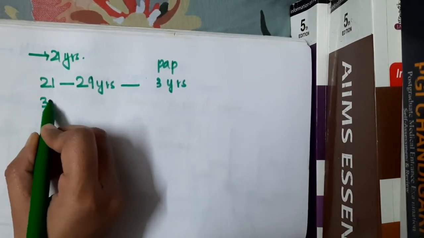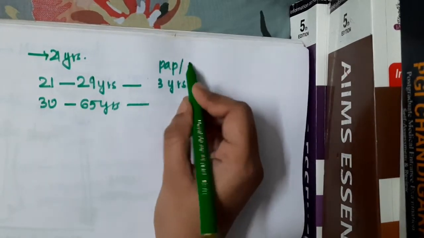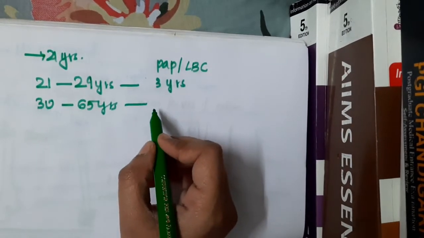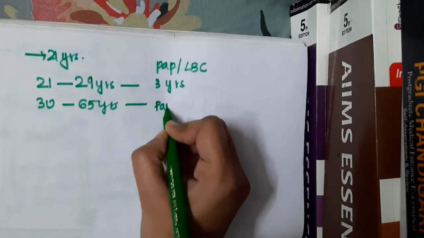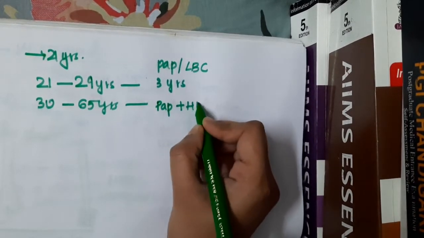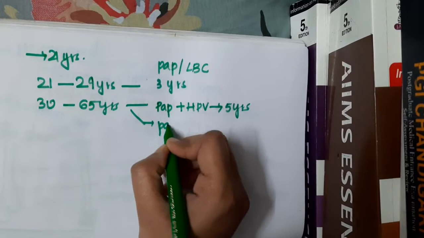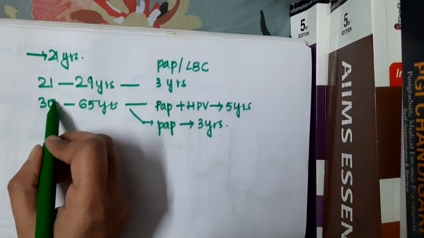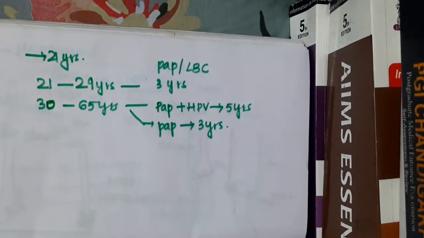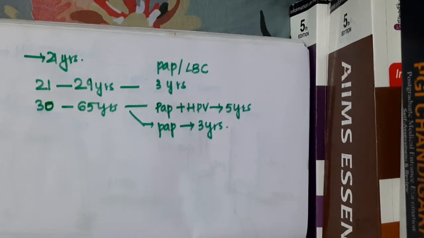And then for women who are between 30 to 65 years of age, Pap smear or liquid based cytology can also be done every 5 years. See, if you do Pap smear plus HPV, you can do it every 5 years, but if you do only Pap smear, then you should do it every 3 years. So for women between 30 to 65 years, if there is Pap smear with HPV, we should screen every 5 years. If we do only Pap smear, we should screen every 3 years.